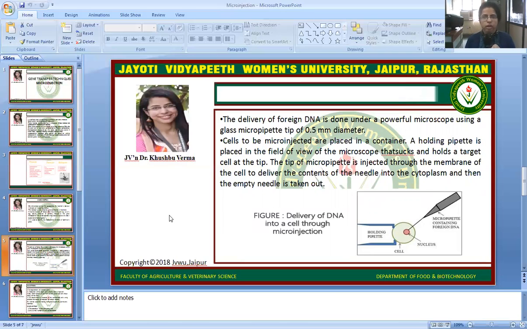This is a figure of delivery of DNA into a cell through microinjection. Here we can see the micropipette containing foreign DNA. This is the cell, and this cell is held by the holding pipette, and the micropipette is injecting foreign DNA directly into the nucleus.